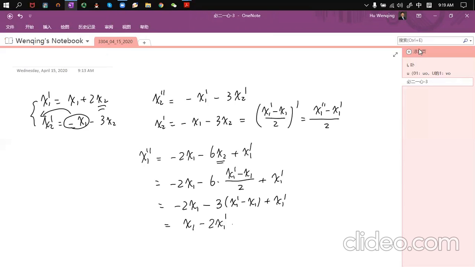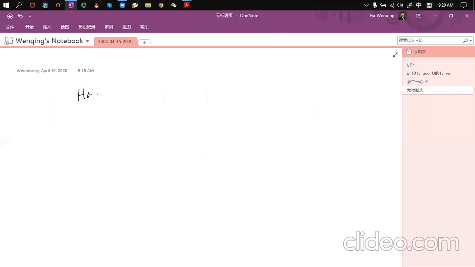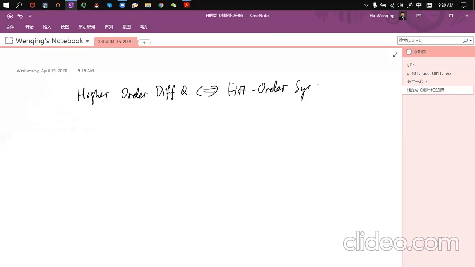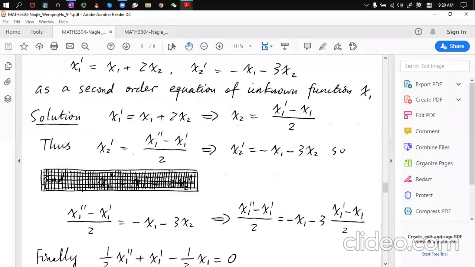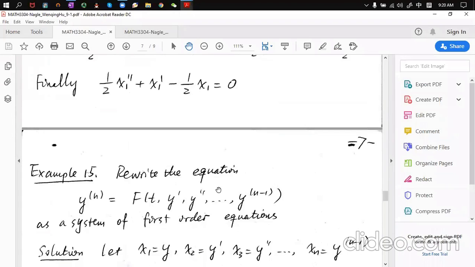So these two examples show that higher order differential equations and first order systems of differential equations are interrelated, right? A higher order differential equation can be turned into a first order system of differential equations, and vice versa. If you have a first order system of differential equations, you can always turn it back into a higher order differential equation. So this is a nice idea.